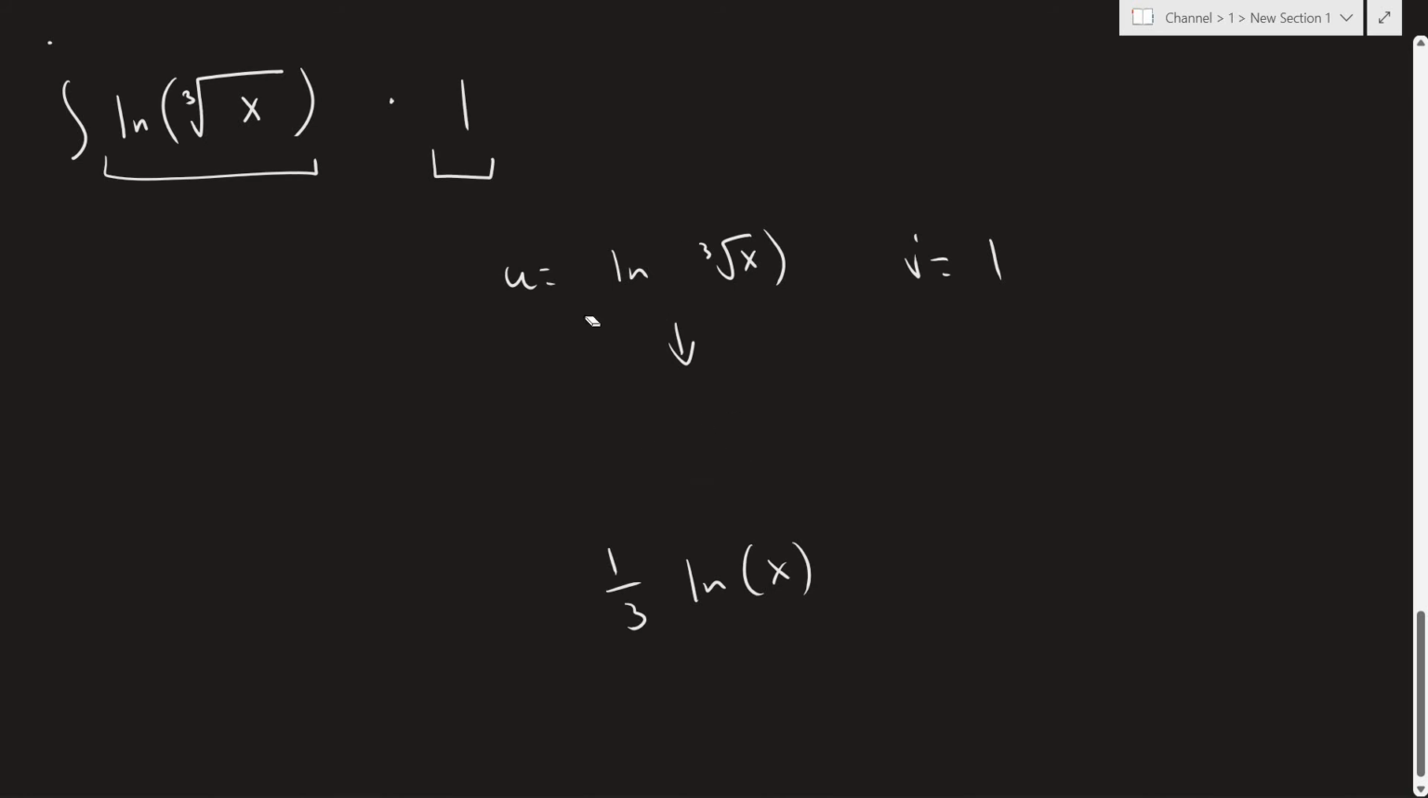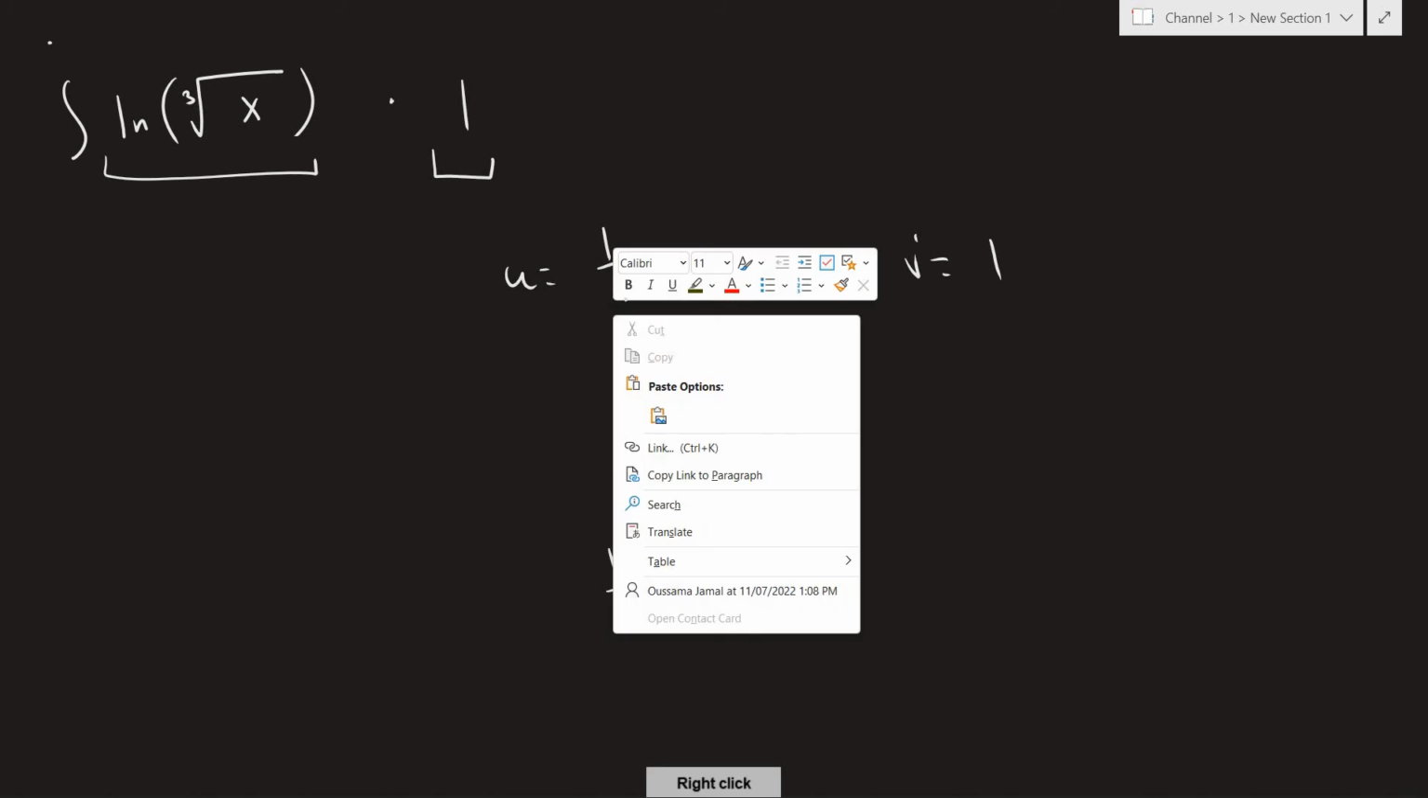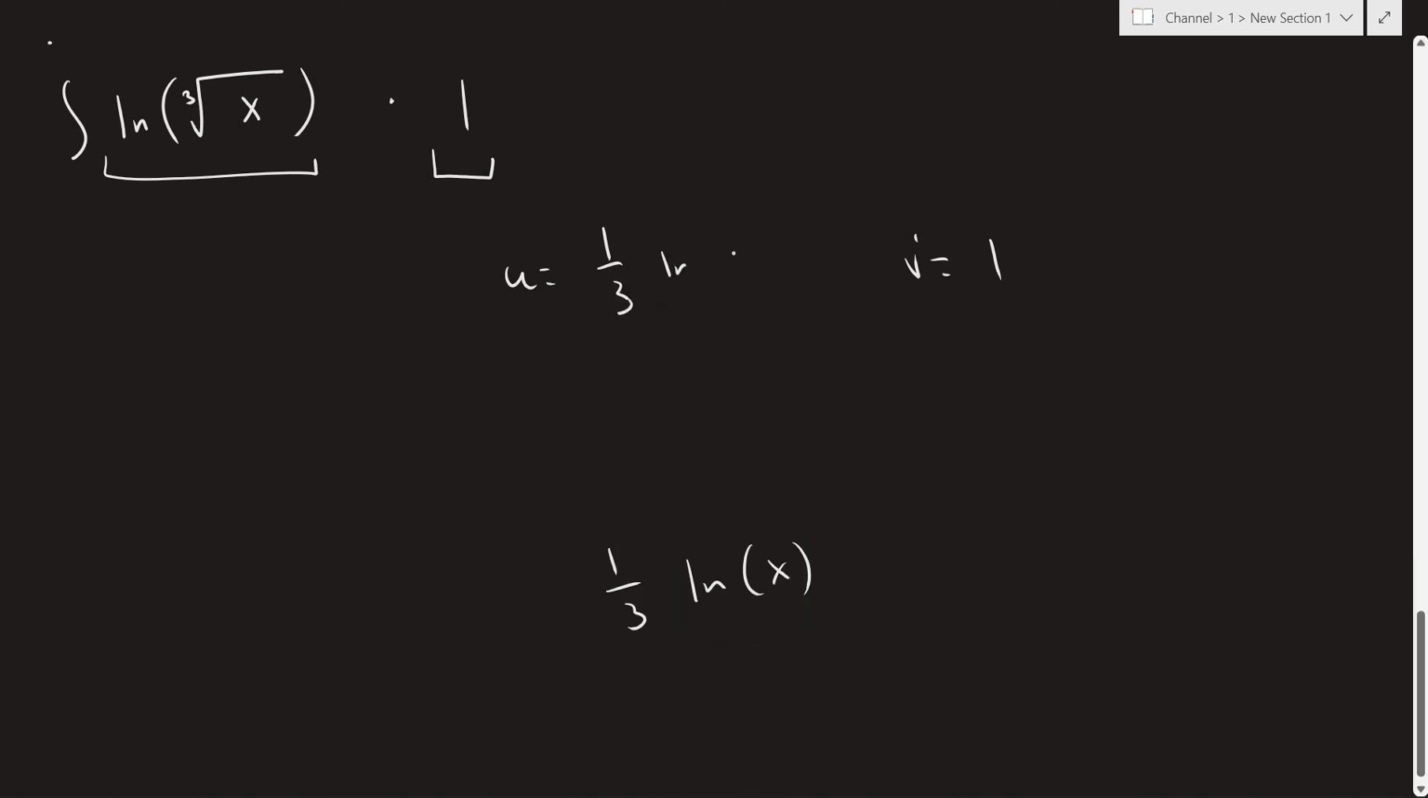Okay, let's rewrite this here. So 1 over 3 ln x. Okay, so du will be 1 over 3, ln x will be 1 over x. So 1 over 3 times 1 over x is 1 over 3x. And the integration of 1 is simply x.